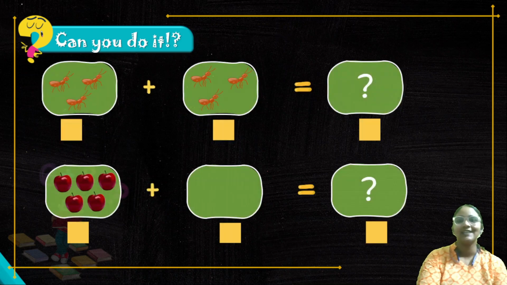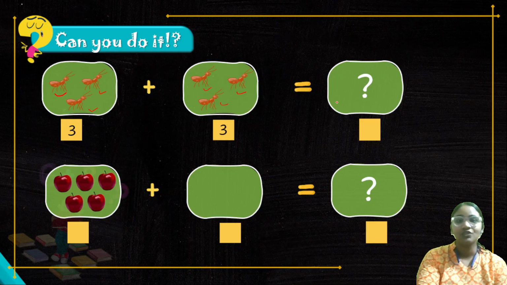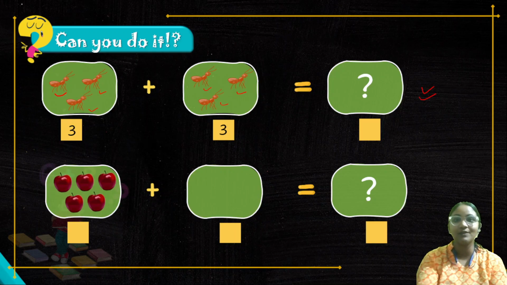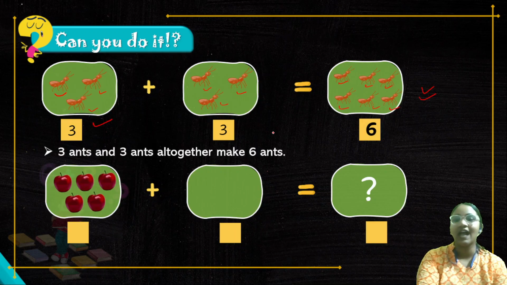Can you do it, students? Let's count. Oh, what are these? Ants. Yes. How many ants can you see in this? One, two, and three. These are three ants. How many ants are there in this box? One, two, and three. Three ants. So students, how many ants will come in this box? If we put three ants and three ants together, can we count? One, two, three, four, five, six. So there must be how many ants in this box? Six ants. So our answer is six. How do we say this? Three ants and three ants all together make six ants, right?